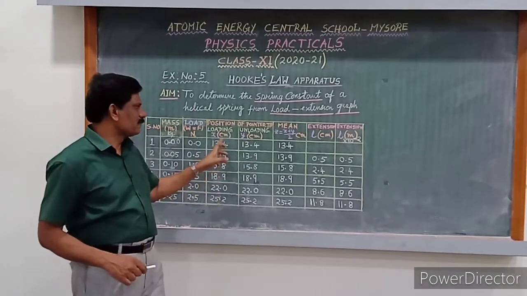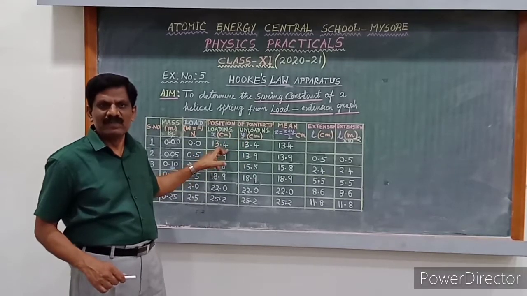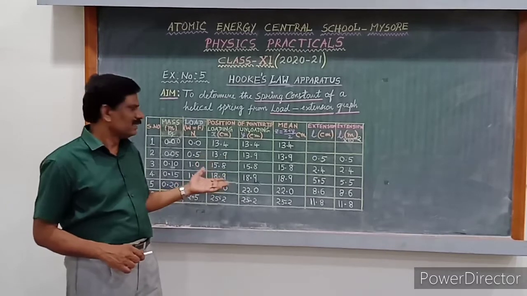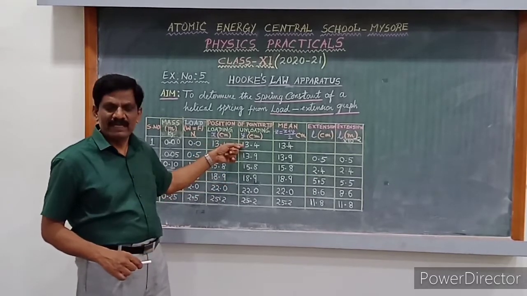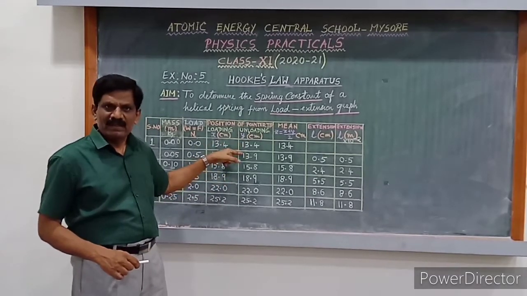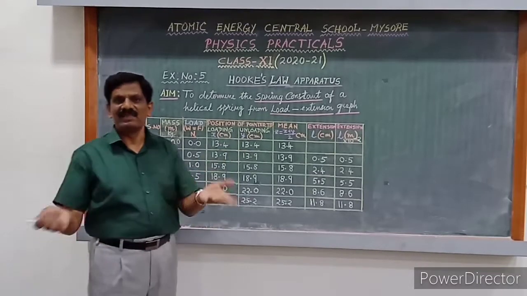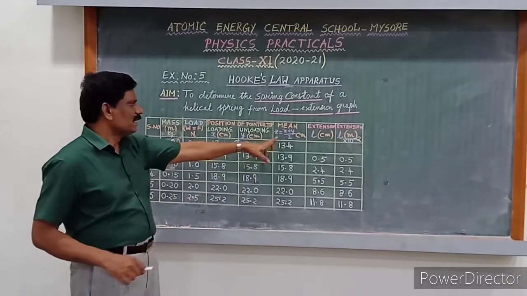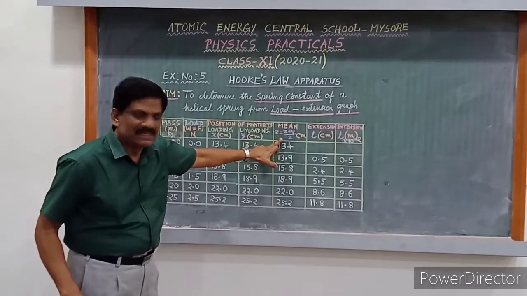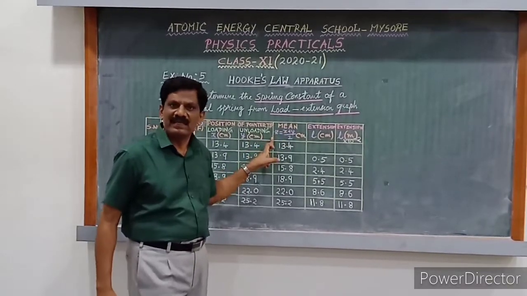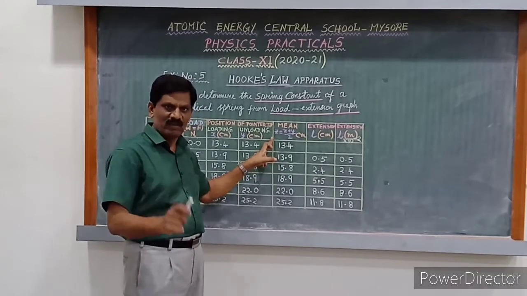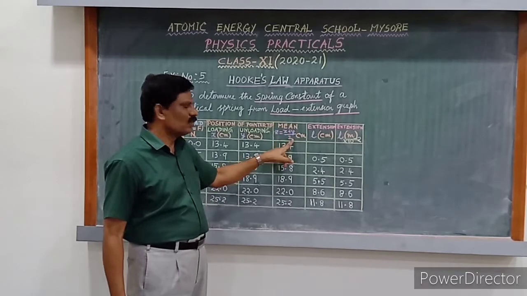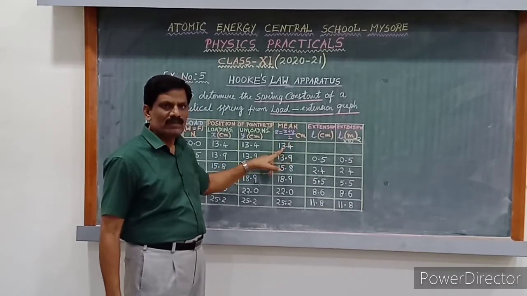So (x + y) divided by 2 will give you the average reading of the pointer. But here I find that x and y are the same, so the average of the two same numbers must be the same. Can you see the mean column? This is the mean value of the pointer reading. It is found by Z equal to (x + y) divided by 2.